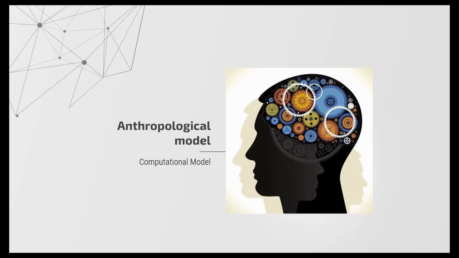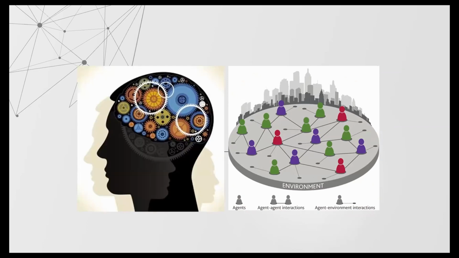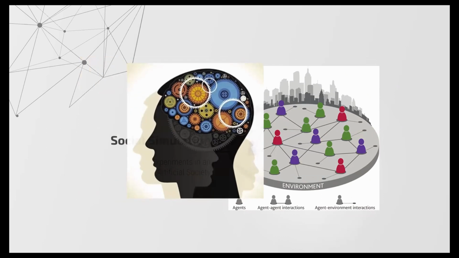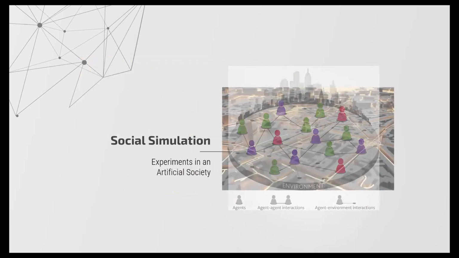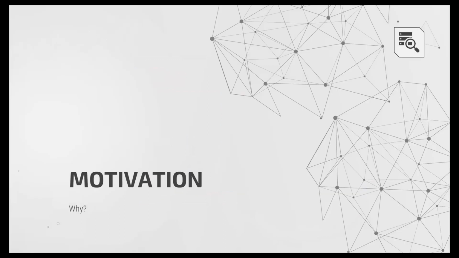Now, by anthropological model, I mean creating a realistic and scientific computational model of a human. And by an agent-based system, obviously, I mean a classical environment populated with agents that sense, think, and act. And by taking that computational model into a spatially explicit environment, we want to get a simulation that could represent a real human society.